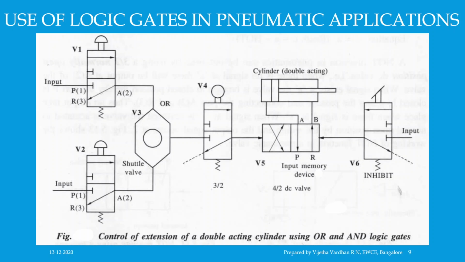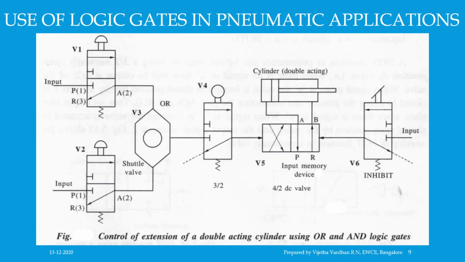And how does it work? Let us understand. The signal is fed to the OR gate either through port A or B by depressing it. The output of the OR gate, that is nothing but the shuttle valve, is fed into an AND gate by depressing the button C. The AND gate is a 3 by 2 direction control valve. The output of the AND gate is fed into the memory device, a 4 by 2 direction control valve, which remembers to keep pressure on the blank end of the cylinder during extension.